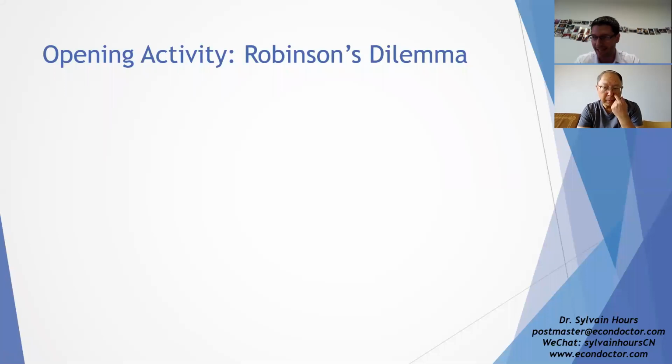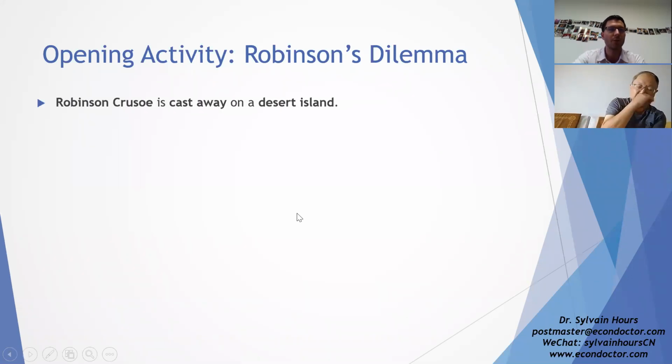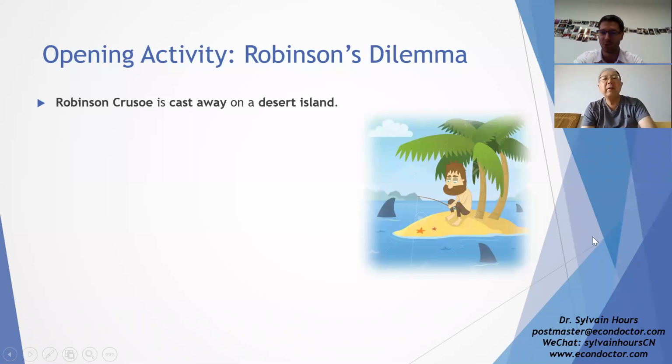That's a very classic example in economics. So you can build up this concept of efficiency on what you have already taught to your AS students. So here's the story. Here's how it goes. Robinson Crusoe is a castaway on a desert island. Okay, that's here, poor guy, you see.